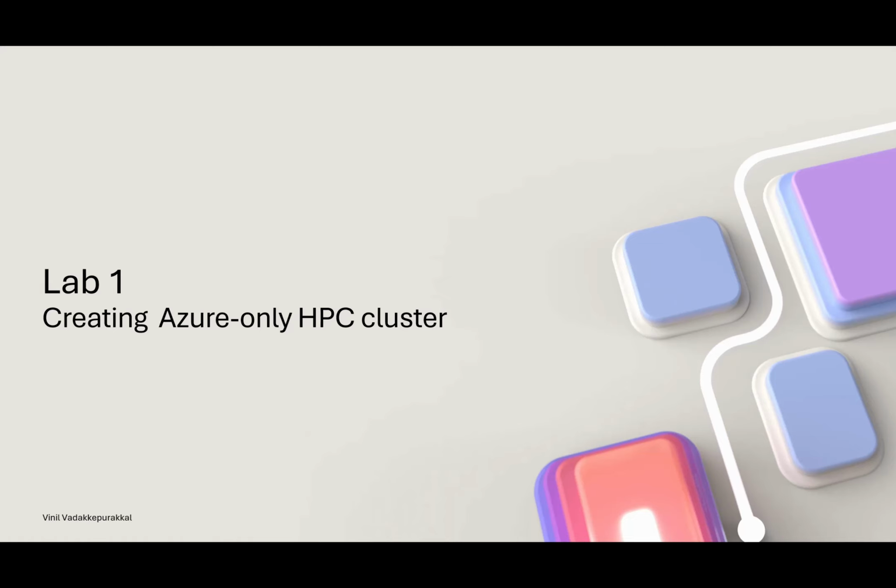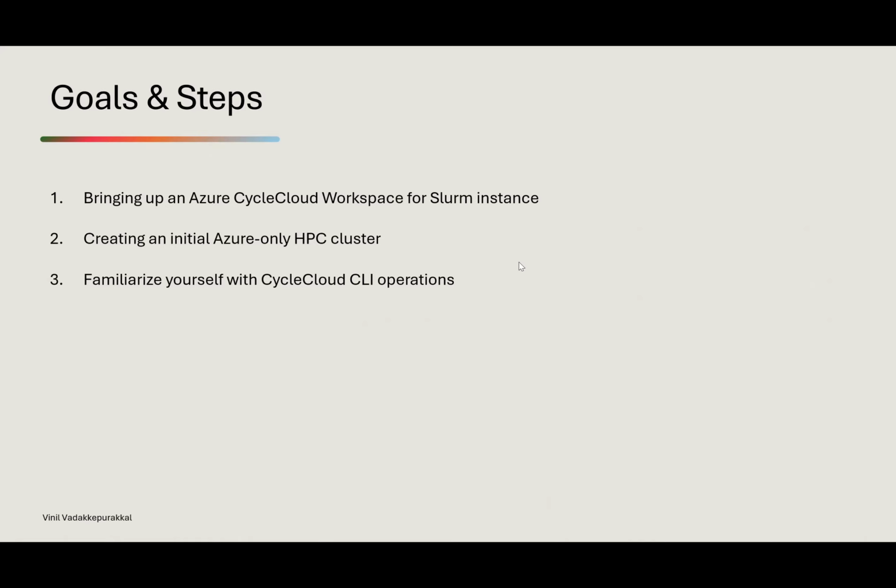In this lab, we are going to create an Azure-only HPC cluster using CycleCloud Workspace for Slurm. The first thing we do is create an Azure CycleCloud Workspace for Slurm instance that will create our Azure-only HPC cluster. We could also try some CycleCloud CLI operations. It's a command line interface to interact with CycleCloud. Let's get to the Azure portal and start the deployment.